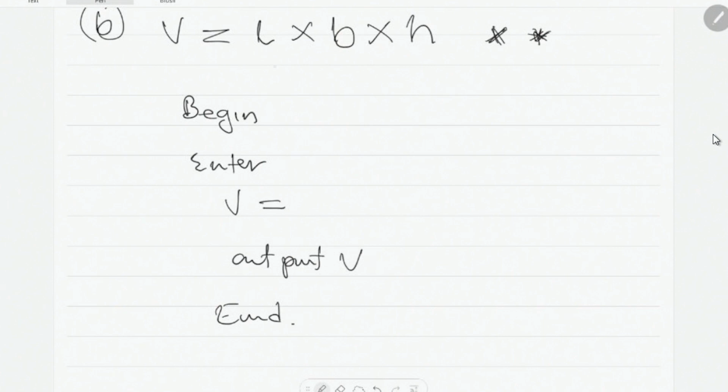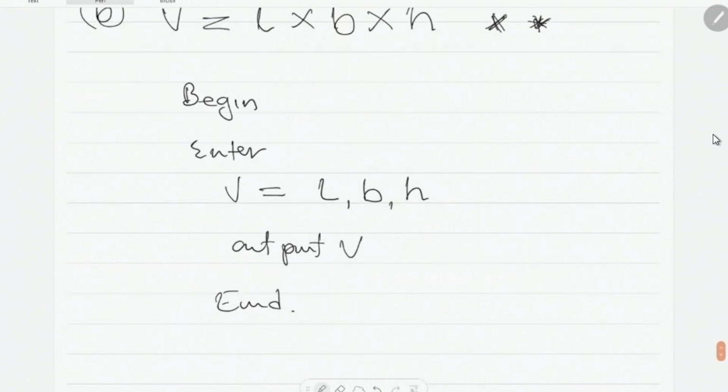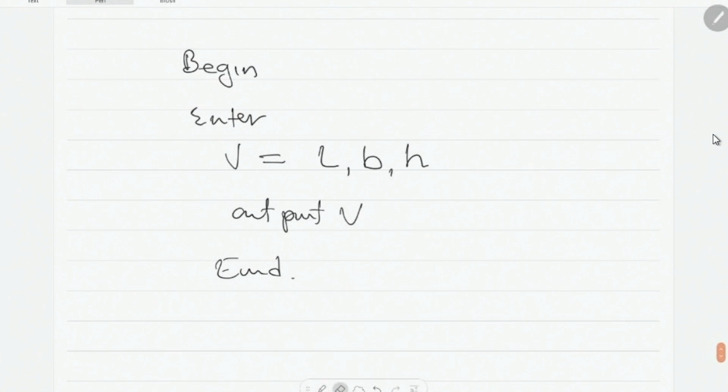Okay, and then, I think I've made a mistake there. Let me just rub that part. So this is supposed to be, there's a dash there. All right, like that. Okay, good. So I will enter L. All right, I will separate that using a comma, and then the program will process.